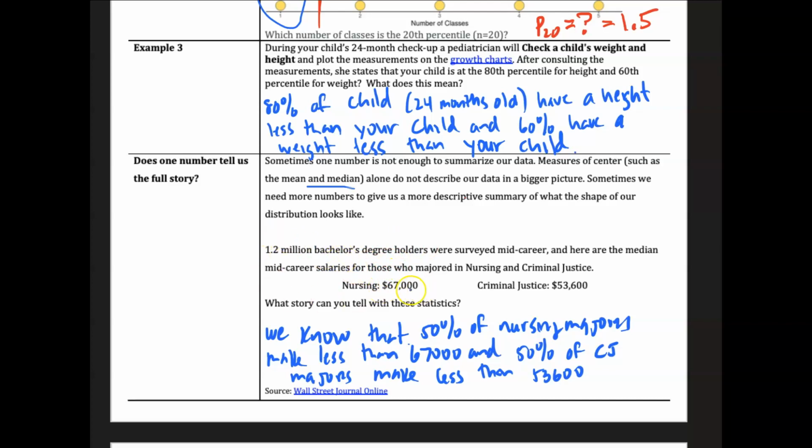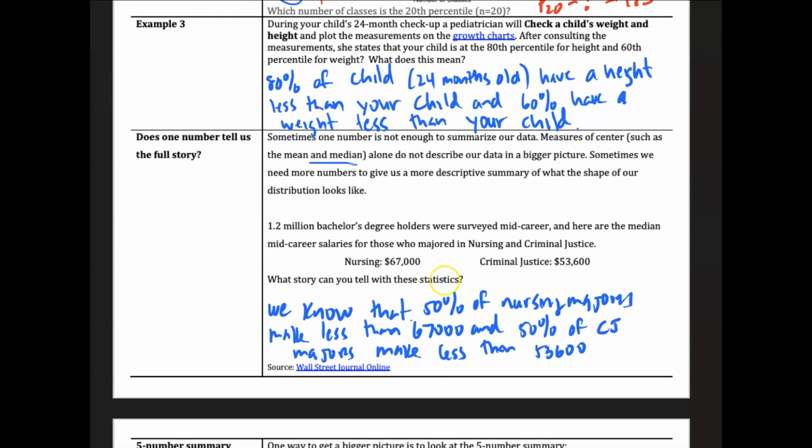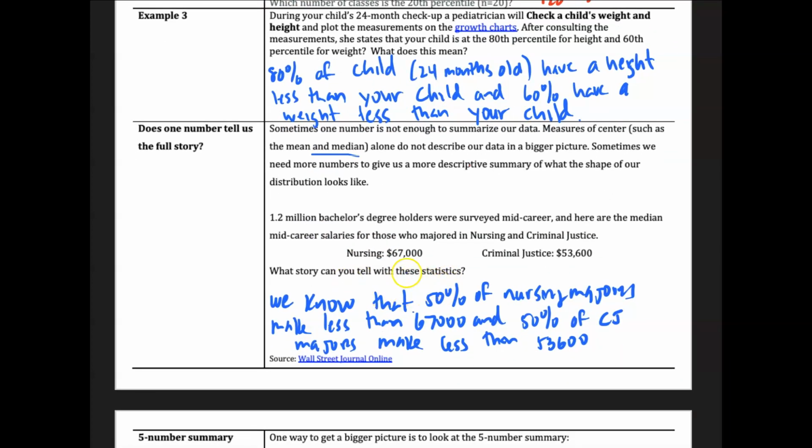Here's real data about nursing majors and criminal justice majors, their median mid-career salaries. This is real data from, I think, 2018. What does this number tell us here? This number tells us that 50% of nursing majors make less than or equal to $67,000, and 50% of criminal justice majors make less than or equal to $53,600. That's the story here. But as we'll see, we're going to look forward to how we tell stories with other types of numbers or more numbers.